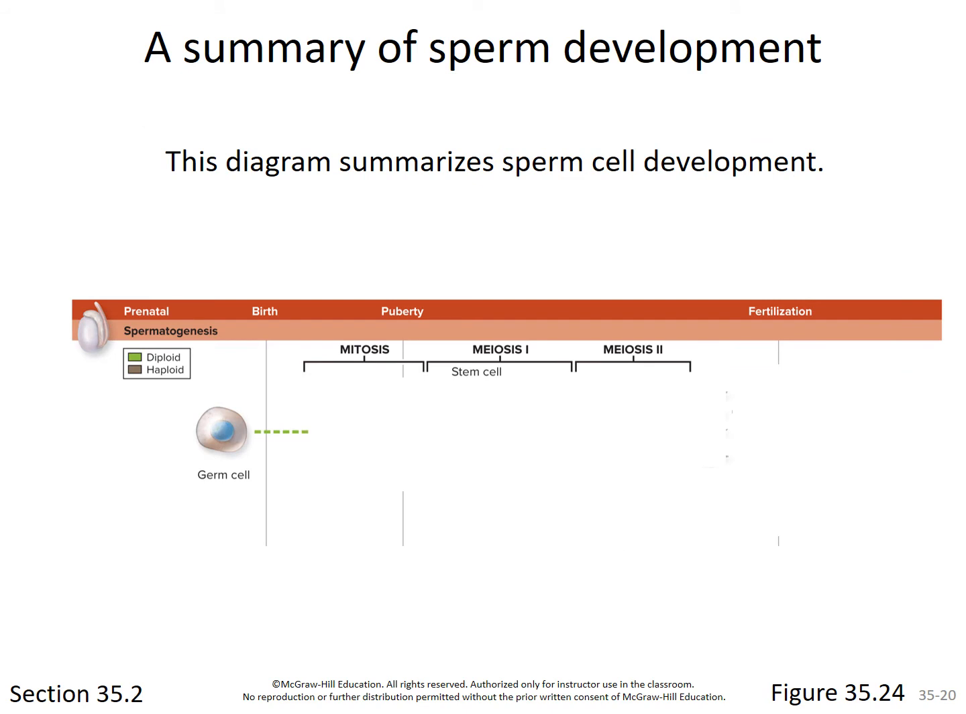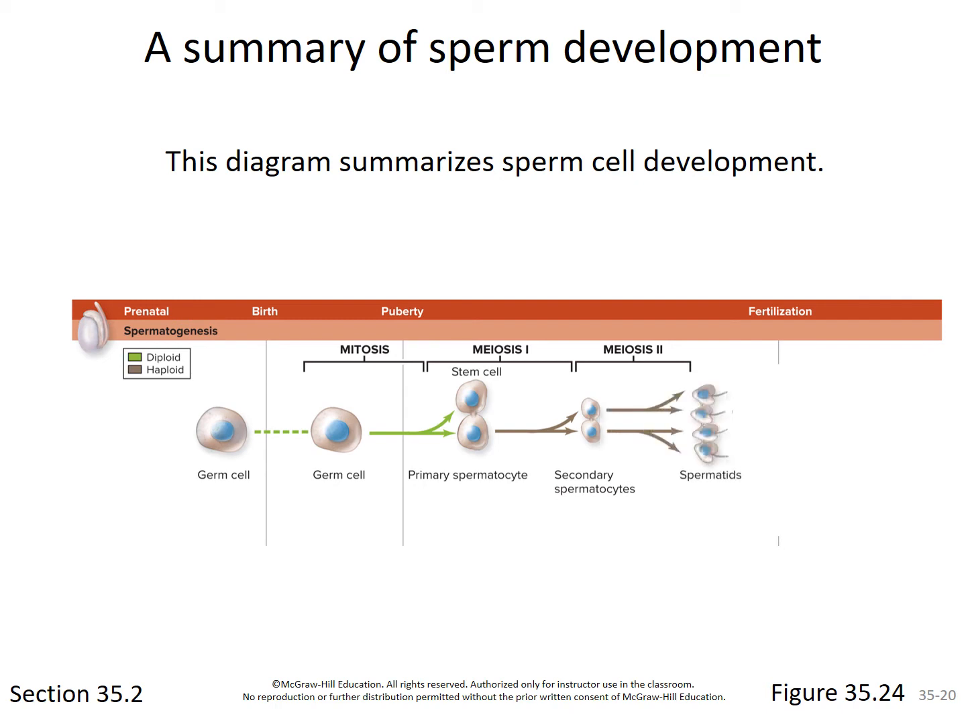So this diagram kind of summarizes sperm development. So you have a germ cell giving rise to another germ cell by mitosis. Then this gives rise to 2 primary spermatocytes. This gives rise to 2 secondary spermatocytes, which gives rise to 4 spermatids. And then you have a further process of development and maturation that leads to mature sperm cells.